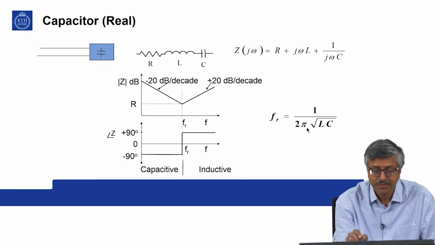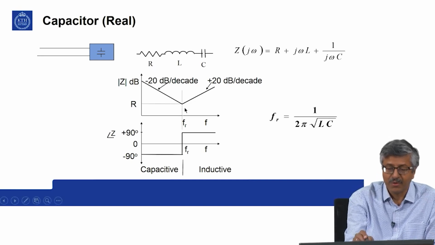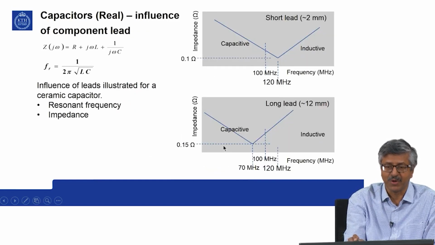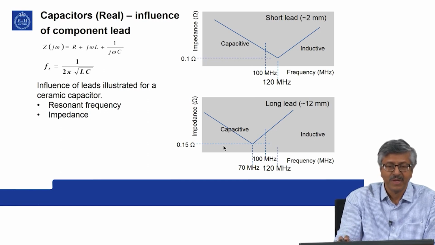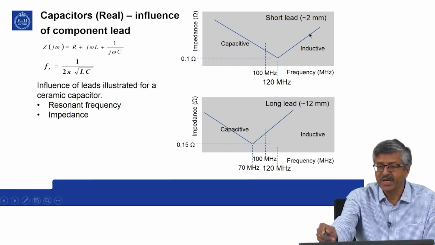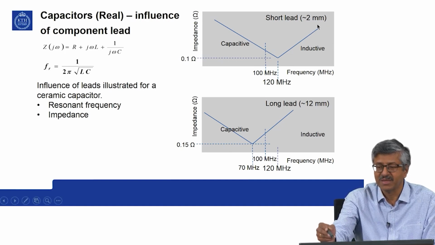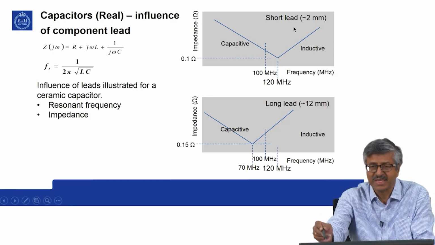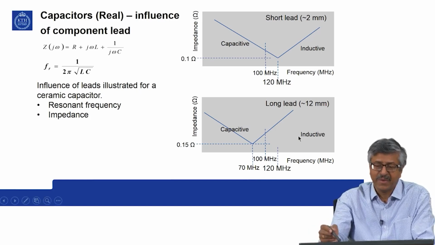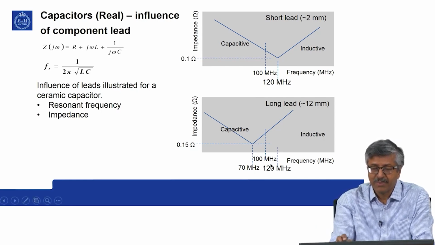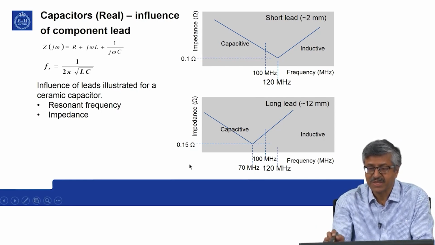And then how do you increase the resonant frequency? If you make the leads of the capacitor as small as possible, you can do so. That is shown in this view graph, the influence of component lead. Here is a short lead capacitor, the same capacitor: before soldering, the leads are cut off and only 2 millimeter is retained. In the other you keep a long lead, 12 millimeter. Then you compare the impedance as a function of frequency.